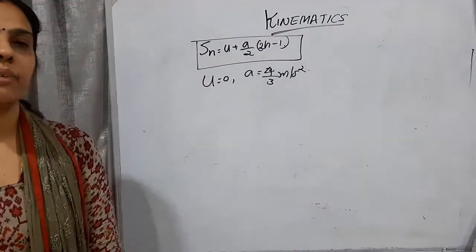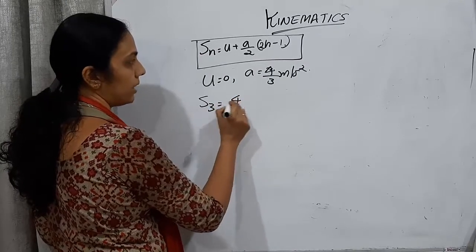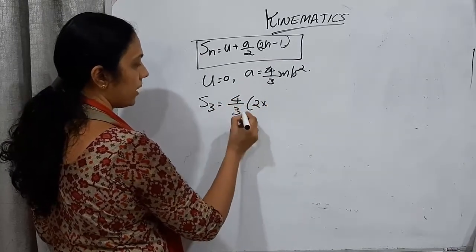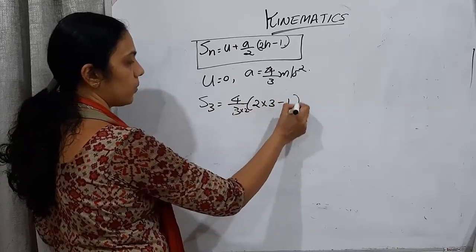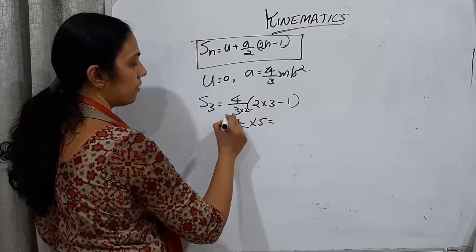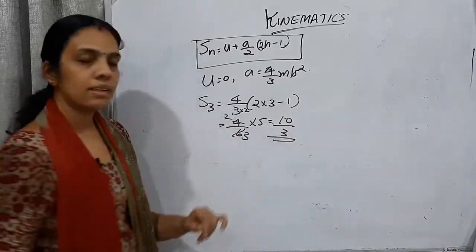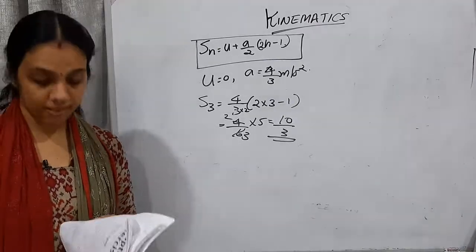In the 3rd second, what is S3? We need to find out S3. Therefore, 4 by 3 into 2 into 4 by 3 divided by 2 into 2 into 3 minus 1. So 4 by 6 into 5. Therefore, it is 10 by 3. That is this much in meters. The answer is 10 by 3 meters.